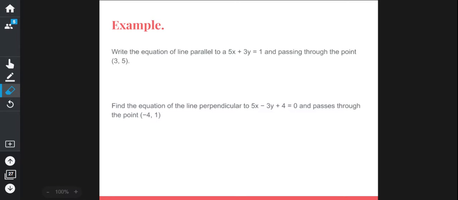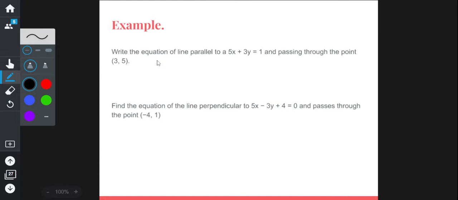So now let's look at a couple of examples. We're going to write the equation of the line parallel to 5x plus 3y equals 1, and passing through the point (3, 5). In order to do this, I would recommend first getting it into slope-intercept form so it's very clear what slope we are dealing with. If you have a way of doing it directly from here, you can go ahead and do that as well. But I think the easiest way for most will be to first solve this equation for y, or get y on one side by itself.